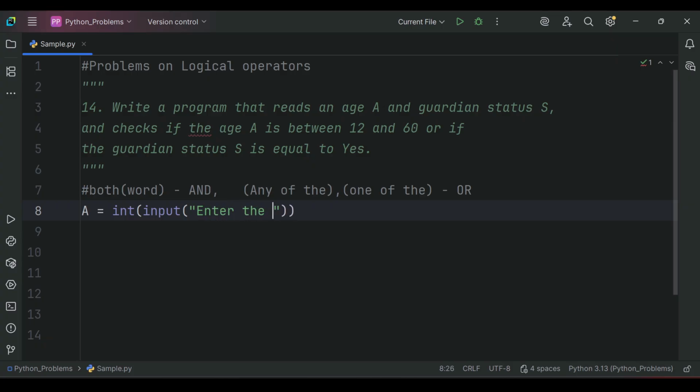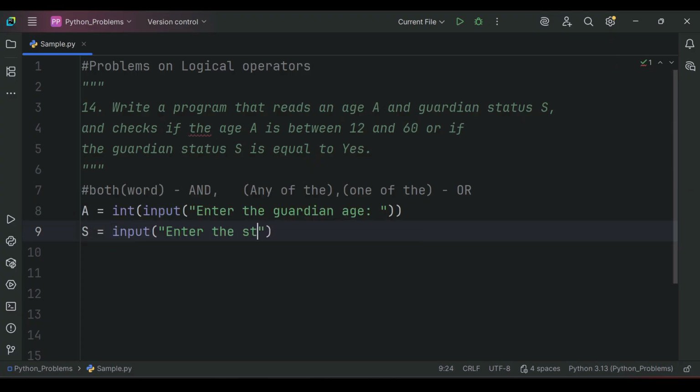Enter the guardian age, and the status S. Status S is normally a string, right? Enter the guardian status. Okay, inputs we have given. Next, what he is asking: checks.